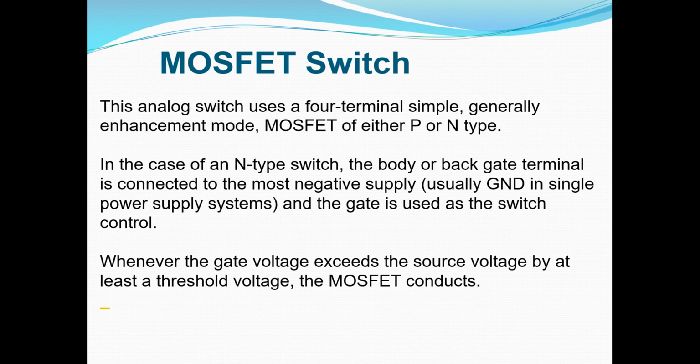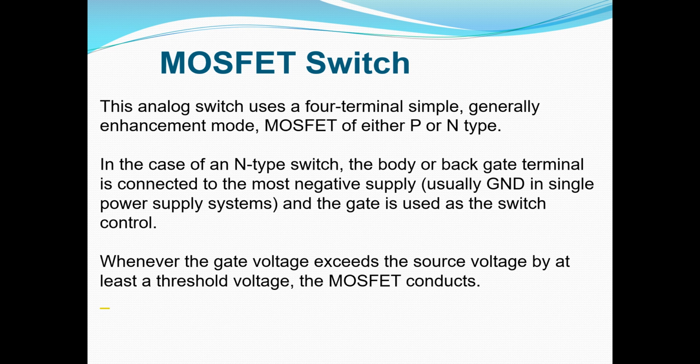And the MOSFET switch. What is this MOSFET switch? This is an analog switch, which means a MOSFET can also be used as a switch, like an on and off switch. This analog switch generally uses a 4-terminal MOSFET in enhancement mode, of either N type or P type. In case of an N type switch, the body or back gate or bulk terminal is connected to the most negative supply, usually ground in a single power supply system, and the gate is used as the switch control. This is the design of an NMOS switch.